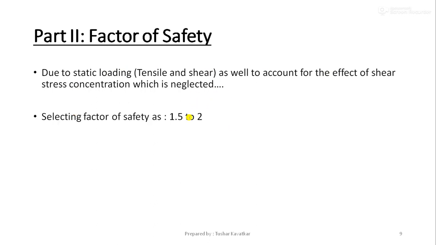I have already explained in the videos that if you go for a higher factor of safety, that will obviously make your design safe. But you can't increase the factor of safety beyond a certain limit, because that will increase the cost of the material and ultimately the cost of the product. For static loading, whenever any machine element component is subjected to static loading, I have already given you some range.